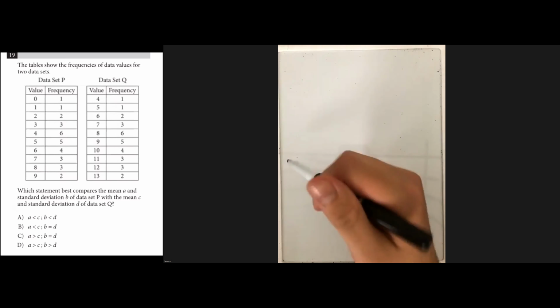Okay, so for this one, it says what best compares the mean and standard deviation of the two data sets. And so for data set P, we see that it says the value 0 is seen once. So the lowest number would be 0. And the highest number is 9, and we see it twice. So that means the range of data set P is 9.